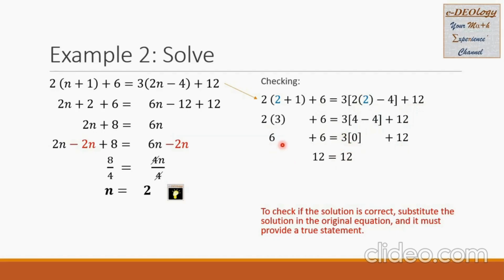So we can have on the left side a 6 plus 6 equals 12. 12 equals 12 is a true statement. So it means we are sure now that this value 2 is the correct answer.